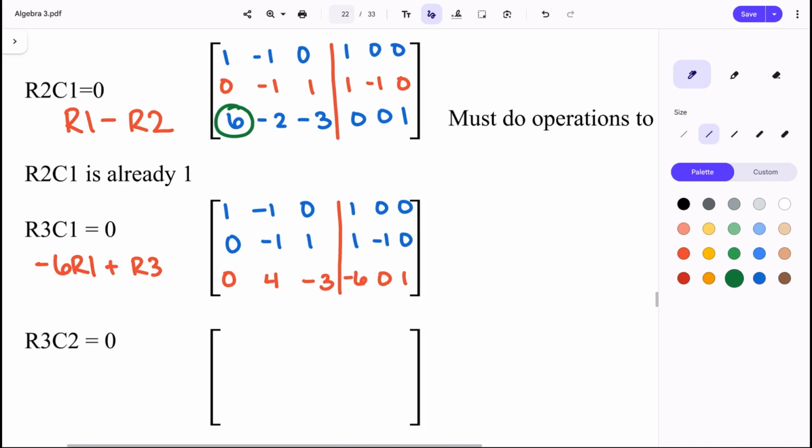Okay, so we've got the 1 in the first one and then 0, 0. That's good. Now what they're asking us to do is row 3, column 2. So this 4, they want this to be a 0 now. How can I do that? Take the top row times 4, and then add it again to row 3. Good. Okay, so let's do that. 4 times row 1 plus row 3. I'll give you a minute to go ahead and fill in that bottom row on your own.